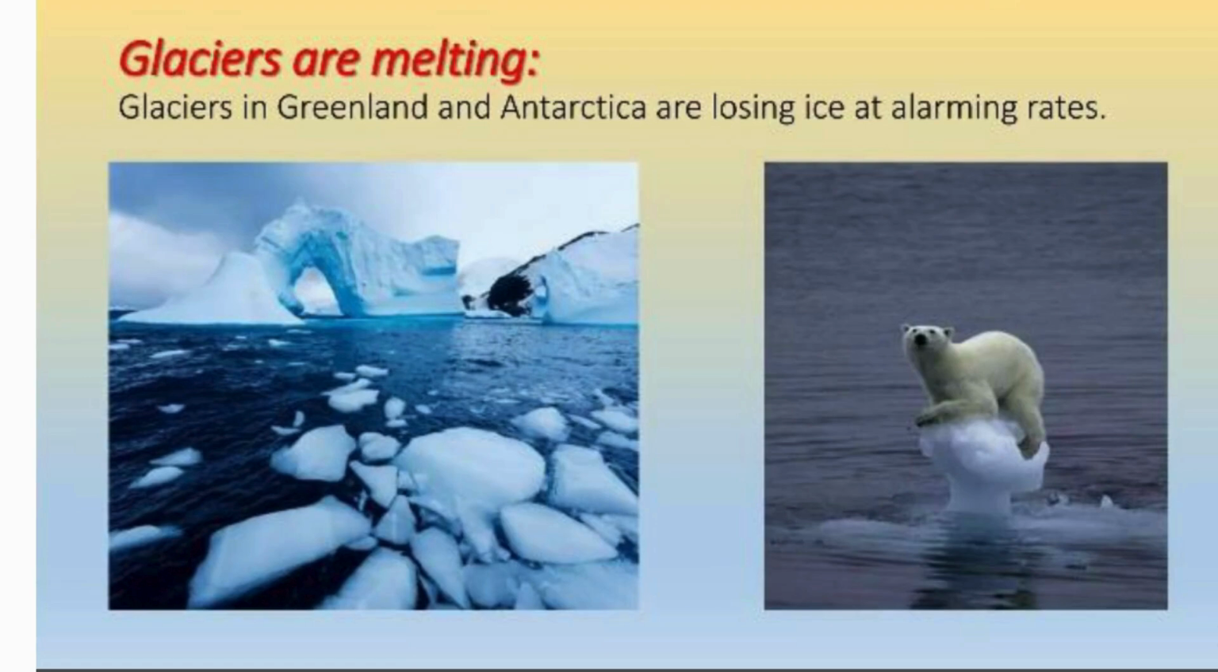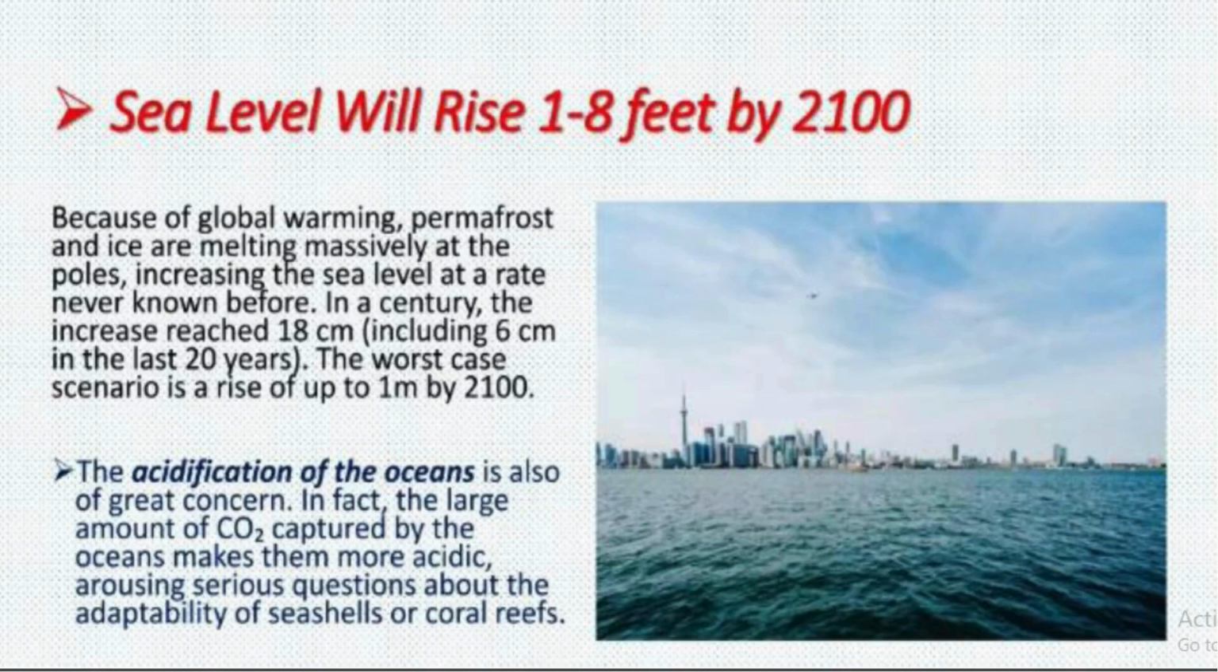Secondly, climate change is causing glaciers to melt. For example, glaciers in Greenland and Antarctica are losing ice at alarming rates. In the same way, sea levels will rise 1 to 8 feet by 2500. Because of global warming, far more ice is melting massively at the poles, increasing the sea level at a rate not known before. In a century, the increase reached 18 centimeters. The worst case scenario is a rise of up to 1 meter by 2100.